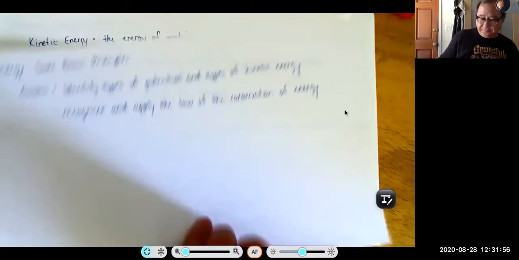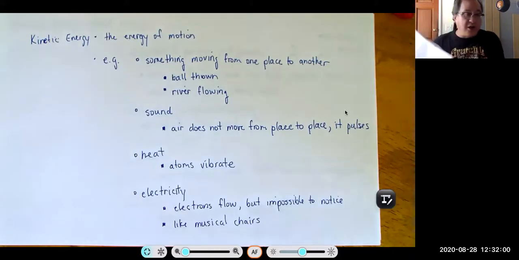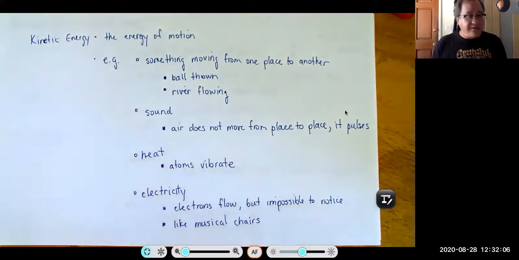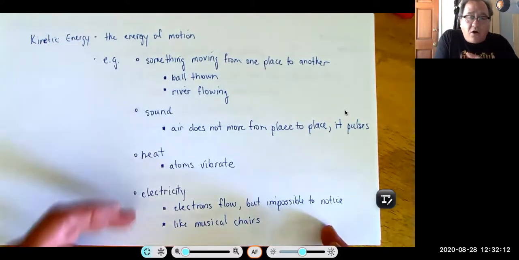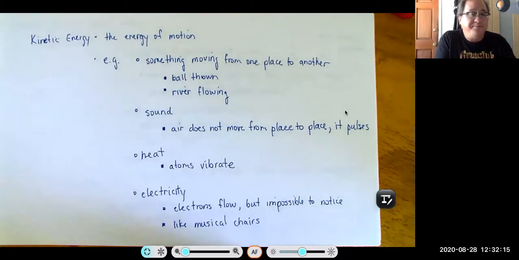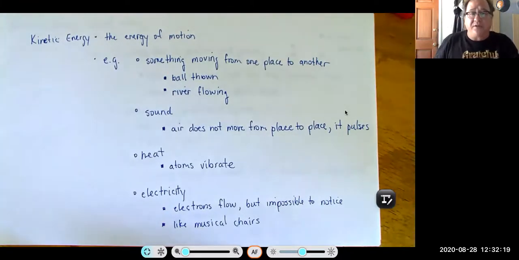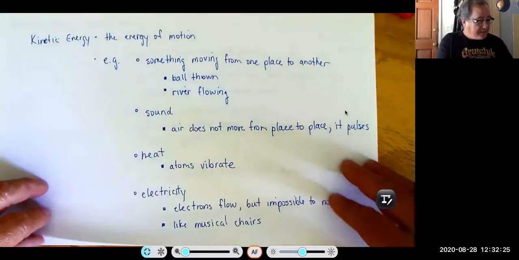Okay, so the two types of energy are kinetic energy and potential energy. And you can see here that I am starting off with kinetic energy. Kinetic energy is the energy of motion. And here are 4 separate examples that all differ from one another a little bit. So one example is something moving from one place to another, like a ball that's being thrown or a river flowing.